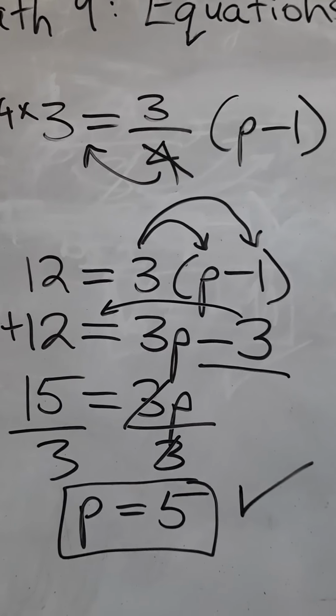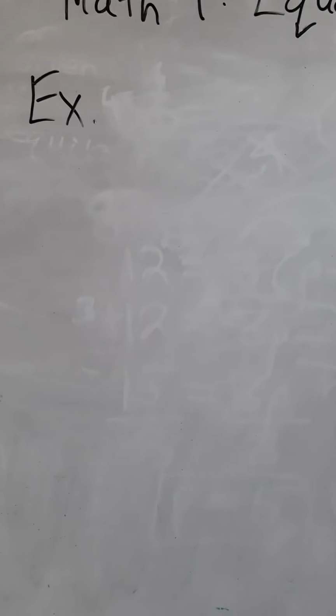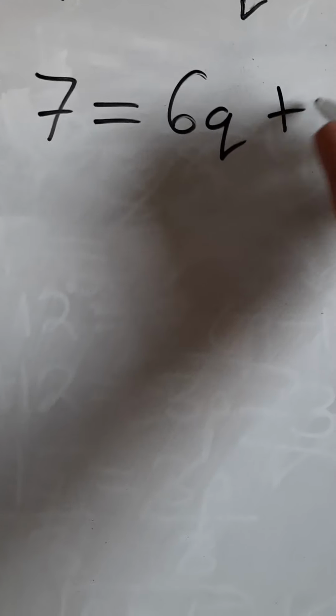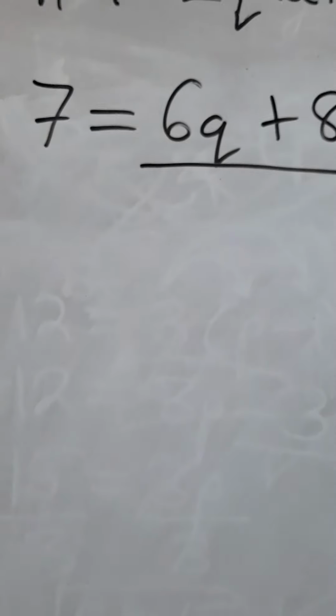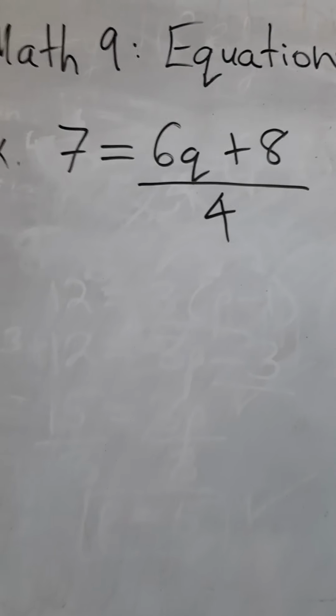All right, so with that, let's try one last example. So let me just take this off. Some of the questions, you have to remember, will ask you to do the check as well. So let's try this one. So 7 equals 6q plus 8 over 4. So this is our equation so far.